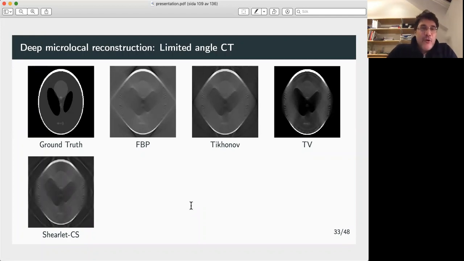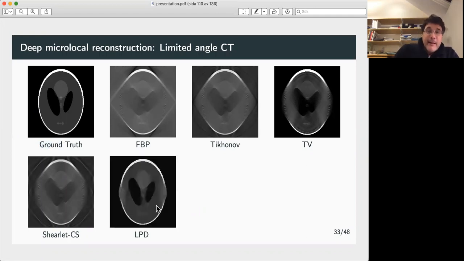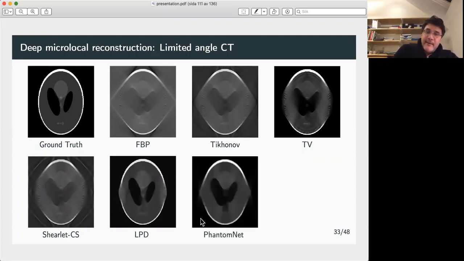In the upper left corner, you have the ground truth image. This is what filtered back projection, Tikhonov, TV and shearlets are doing from the limited angle data. As to be expected, this is the missing region, the 40%, so this is not surprising. This is what the learned primal dual method is doing. It's essentially a Bayes estimator, totally unaware of the microlocal aspects of the problem, but it's been trained on limited angle data, so in that sense it's implicitly, slightly aware of it. This is the performance of PhantomNet, which is actually worse than the learned primal dual.